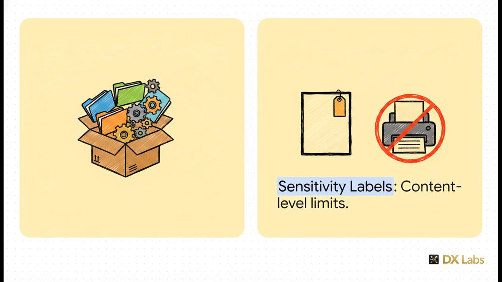Then we have sensitivity labels. While an access package grants entry, a sensitivity label integrates with authorization right at the content level. The label actually follows the document wherever it goes, restricting actions like unauthorized printing, copying, or forwarding, even after the user has been granted initial access.